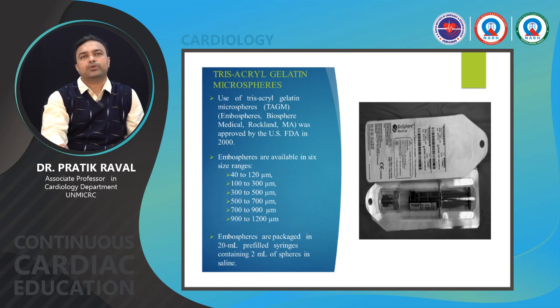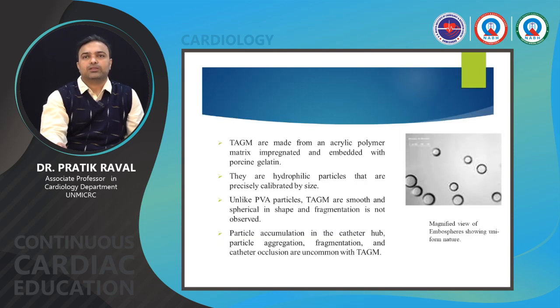Trisacryl gelatin microspheres are another particle commercially available as Embospheres. These particles range in size from 40 micron up to 1200 micron. These are available as a pre-packed 20 ml pre-filled syringe which contains 2 ml of spheres. They differ from PVA particles in that these are uniformly shaped and perfectly spherical particles.